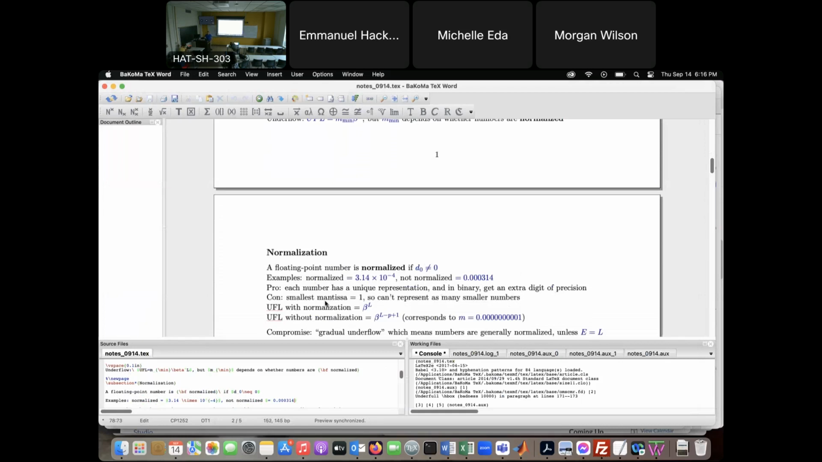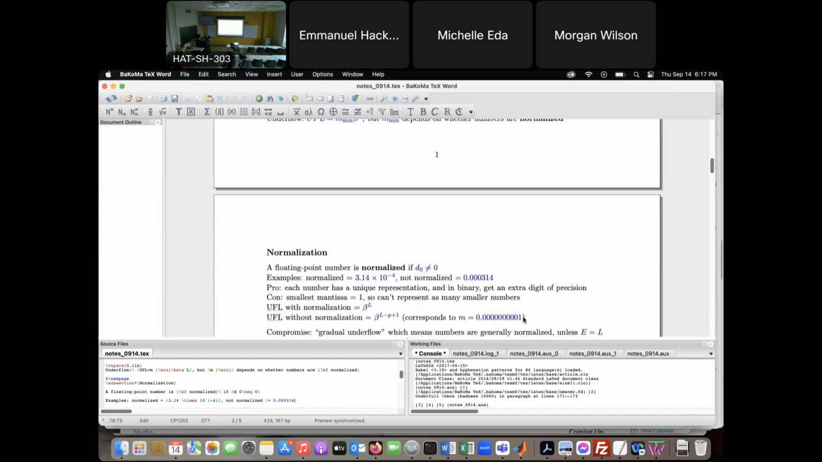Now, there's a disadvantage though. If you normalize numbers, the smallest mantissa you're allowed to have is 1. So you lose the chance to represent smaller numbers. So there are actually 2 possible underflow levels. If you do normalize, it's base raised to the smallest exponent. That's what realmin gives. If you don't normalize, then you multiply that by the smallest possible mantissa, which is 0.0000, however many digits you can have, with a 1 in the last position.